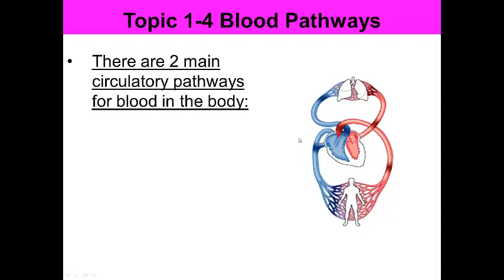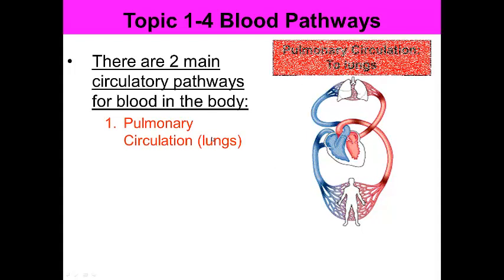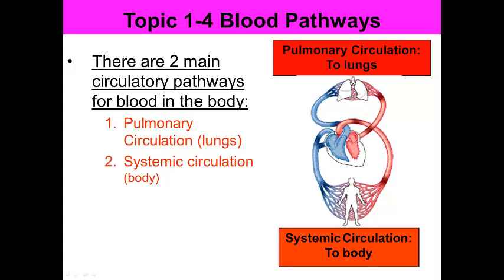There are only two main circulatory paths for the body. The first is pulmonary circulation, so to the lungs, that's one path. And then the other one is systemic or body circulation. So blood can either go to the lungs to pick up oxygen or to the body to get depleted of oxygen.